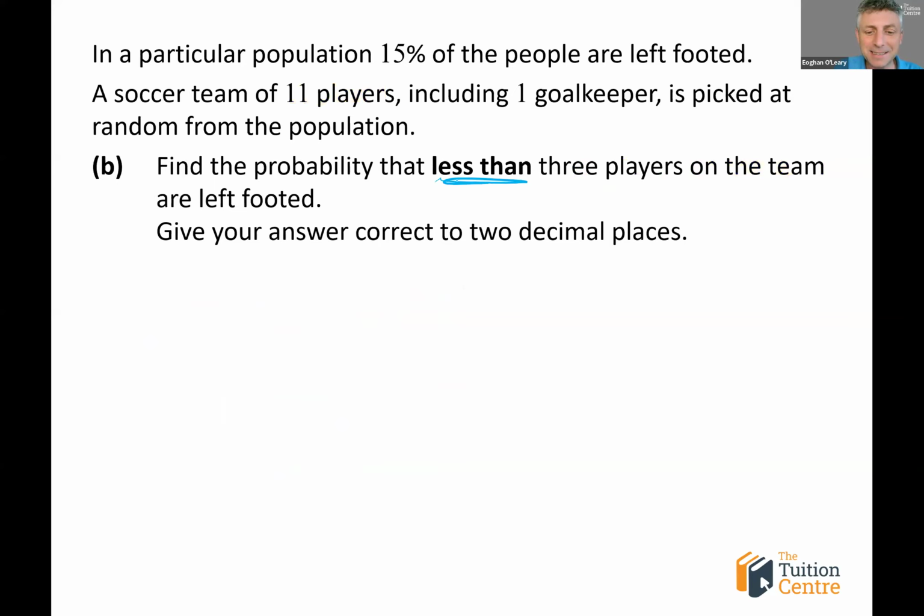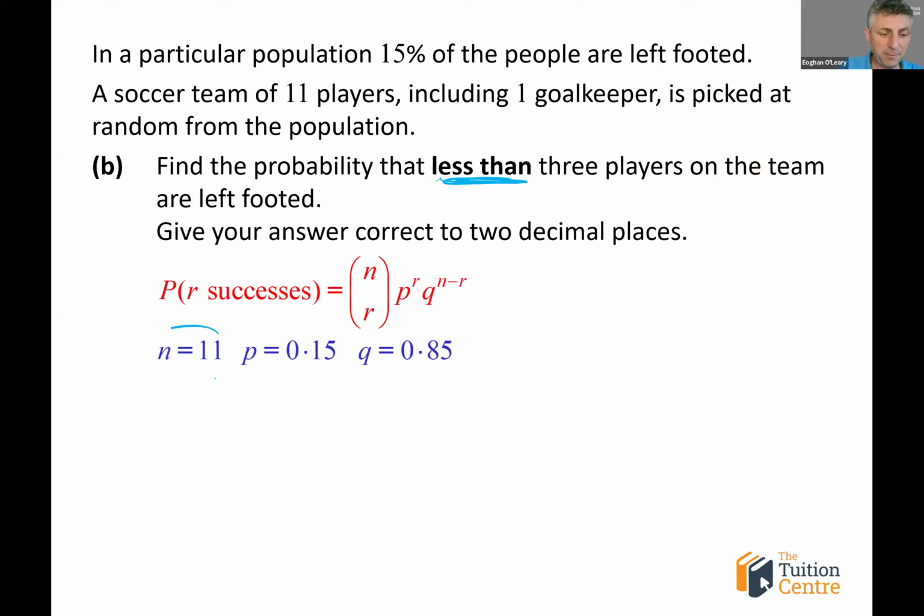Find the probability that less than 3 players on the team are left-footed. So again, you might be thinking that might be a case where I'm going to use 1 minus. However, in this case, I have 11 people and I'm saying less than 3. So that's 2 or 1 or 0. I can do it the other way around, 0 or 2 or 1. Now, if I wanted, I could say 1 minus the probability of 3 or 4 or 5 or 6 or 7 or 8 or 9 or 10 or 11.